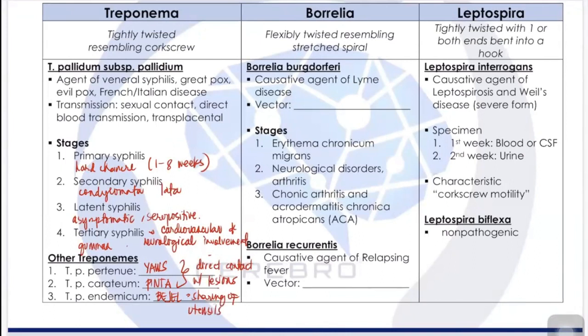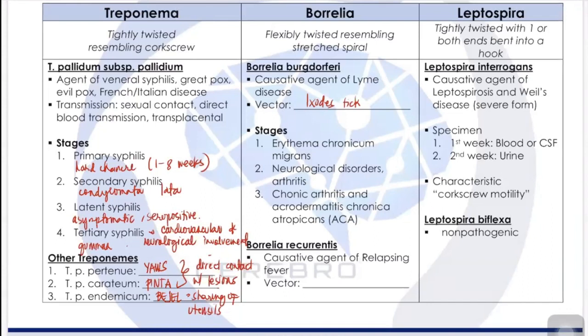Okay, next we have Borrelia. Here we have Borrelia burgdorferi and Borrelia recurrentis. Borrelia burgdorferi is the causative agent of Lyme disease, which is a vector-borne disease transmitted by the Ixodes tick. Similar to Treponema, or syphilis, it also has three stages. First is the erythema chronicum migrans, that is the reddening that is usually present at the site of the bite of the Ixodes tick. Then the second stage involves neurological manifestations and arthritis. And for the third stage, we have chronic arthritis and acrodermatitis chronica atrophicans.